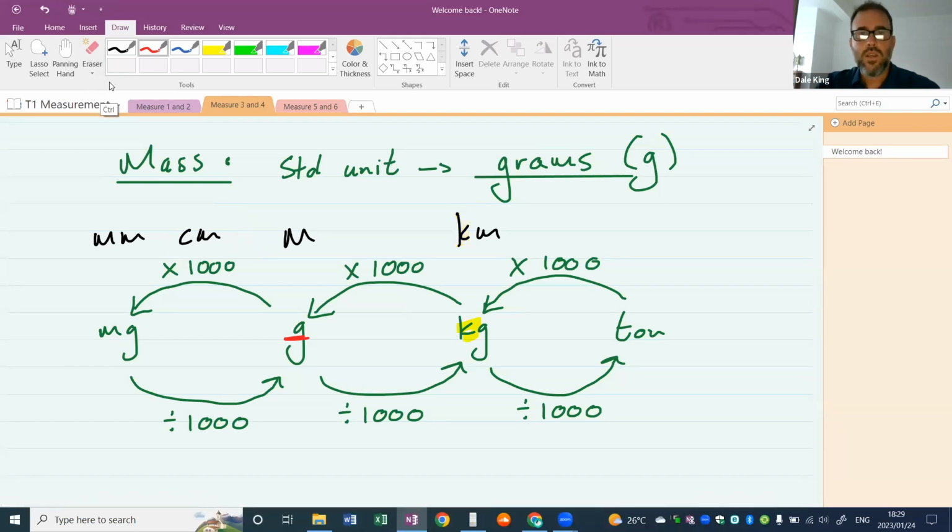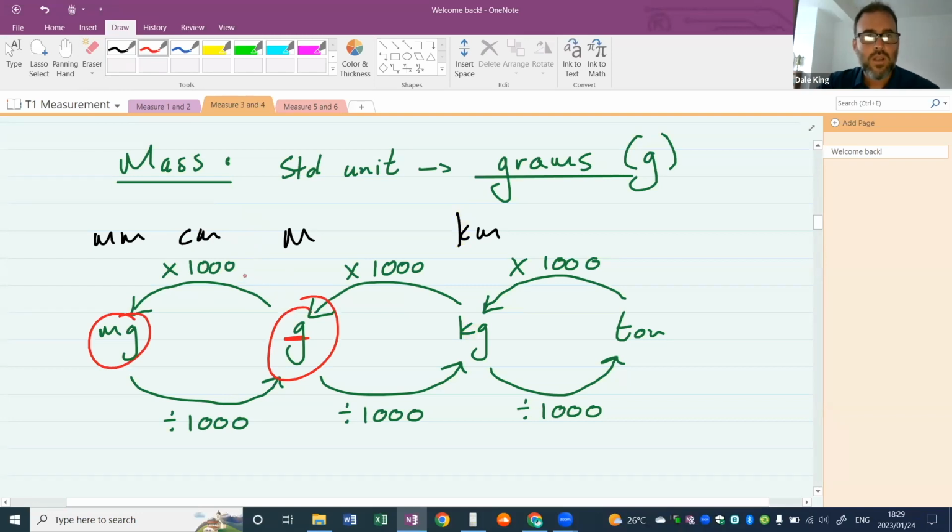Okay, so we just have a look at the diagram. I'm going to do it with you now. So if we go from grams to milligrams, we're going from a bigger unit of measurement down to a smaller unit of measurement. All right, milligrams are very small, and the jump is 1,000. Okay, and if we go up from grams to kilograms, the jump is 1,000.